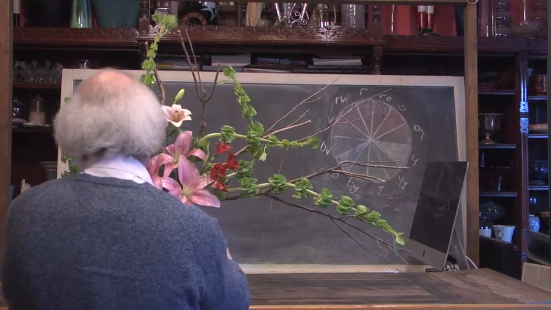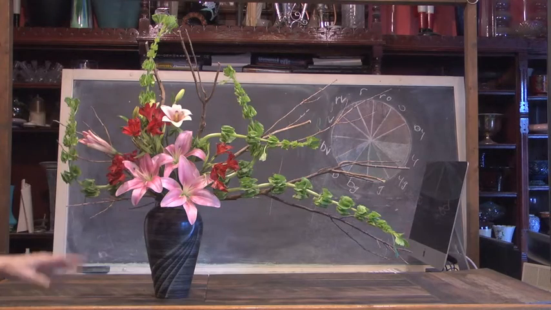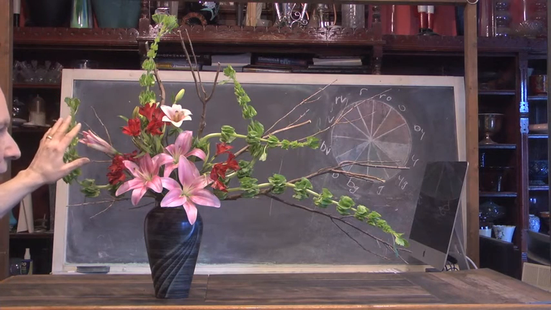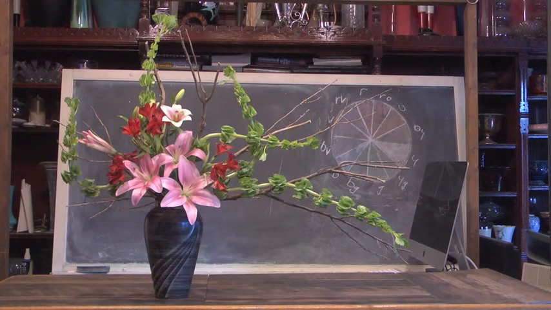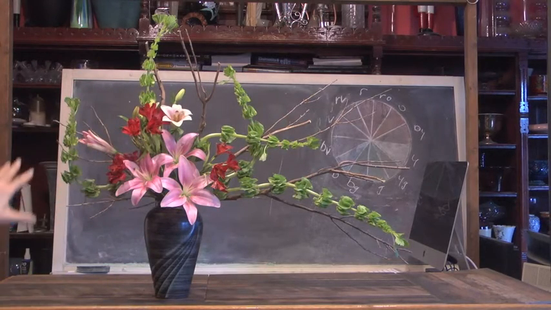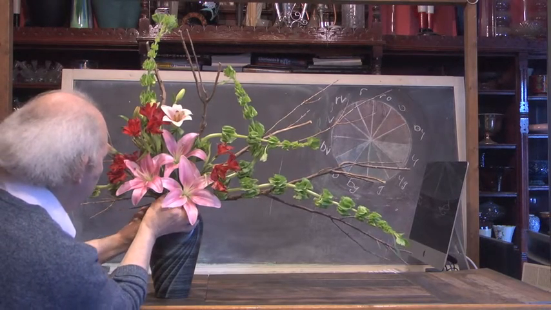Notice I'm not using a huge amount of material, my viewer, in this design. What I have here is essentially some branchy stuff, 1, 2, 3, 4, 5 of my bells of Ireland, and essentially a few pieces, a couple of stems of my lilies worked in as a focal with 3 stems of my Alstroemeria worked in around it. It doesn't use a lot of material, yet make no mistake about it, my viewer, this design definitely has plenty of content.